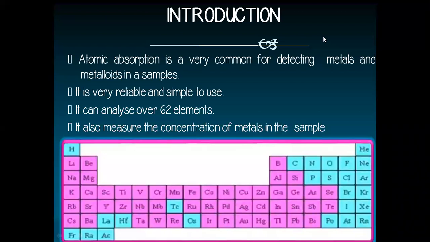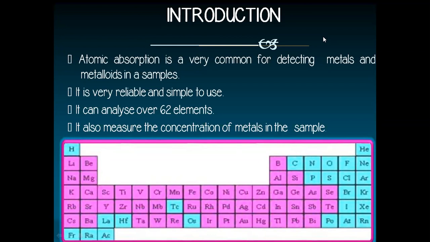Now, this is another unique method which helps us to determine the metals and metalloids in samples, and it is a very reliable and simple method to be used. The most important thing, which is beneficial for the analysis, is that it can analyze over 62 elements. These are over 62 elements, which have been depicted below in the periodic table with pink color. All these elements are easily determined or analyzed with the help of atomic absorption spectroscopy.